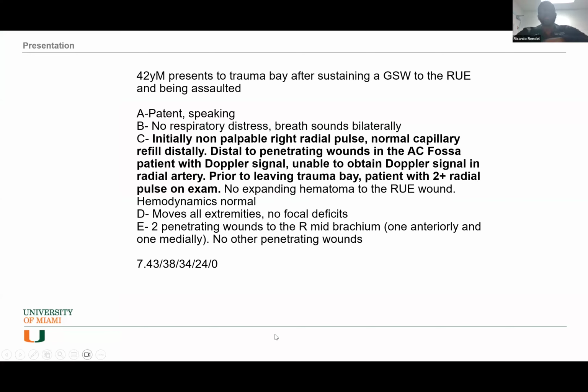So here's the case. We have a 42-year-old male that comes to the trauma bay after sustaining a gunshot wound to the right upper extremity and being assaulted. His primary survey is notable for initially, he did not have a palpable right radial pulse. He did have normal cap refill distal to his penetrating wounds. There was inability to obtain a Doppler signal in the radial artery. However, prior to the trauma team leaving the trauma bay, they were able to get a 2+ radial exam. He had no hematoma, no active bleeding or anything like that. His hemodynamics were all normal. He was neurovascularly intact. And the only injuries that he had on exam were the two penetrating wounds to the right brachium. His resuscitation panel here was otherwise unremarkable.